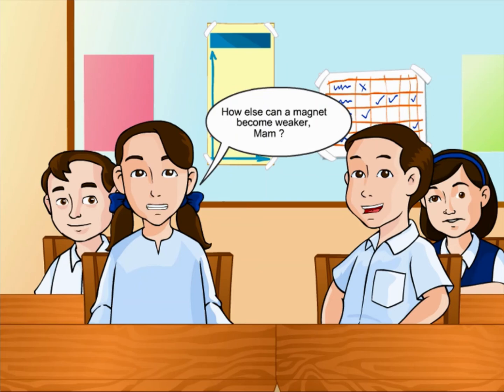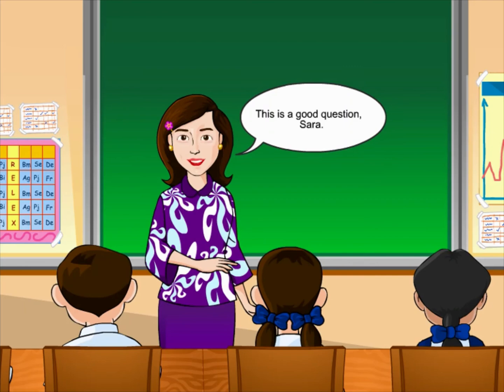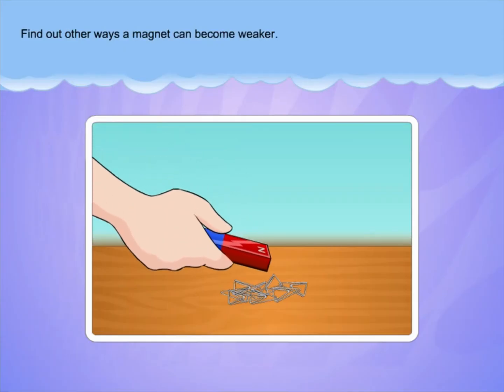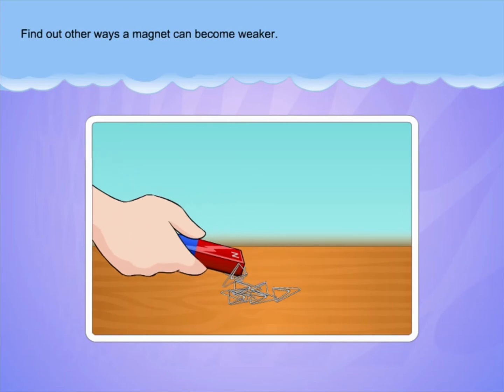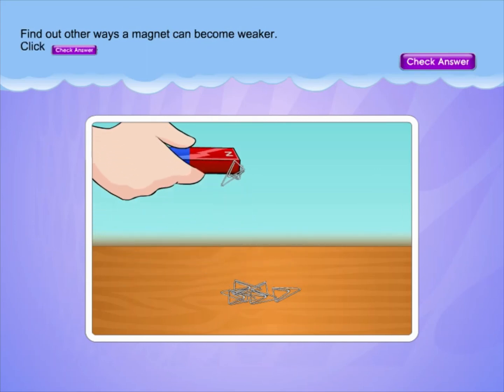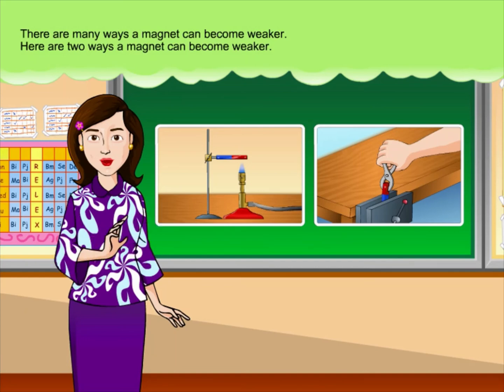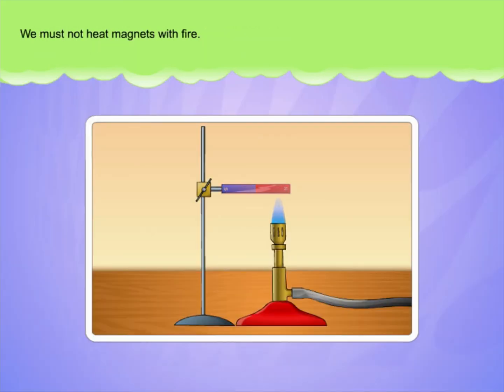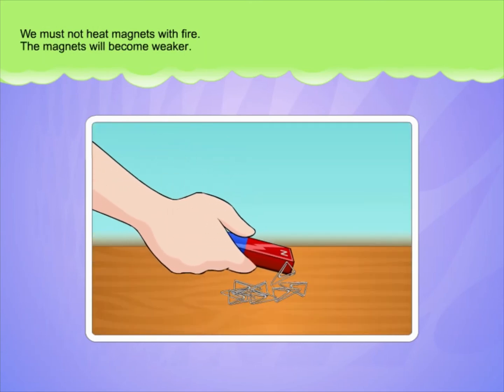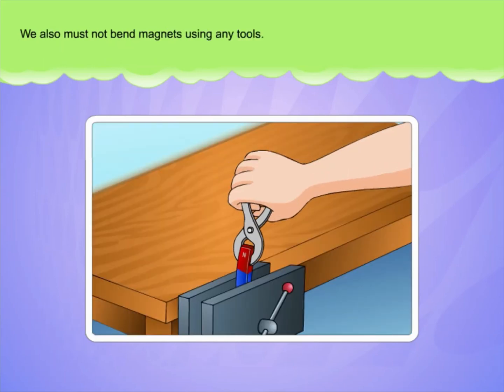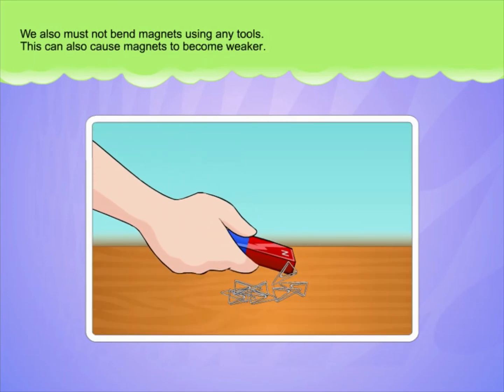How else can a magnet become weaker, ma'am? This is a good question, Sarah. Find out other ways a magnet can become weaker. Click Check Answer. There are many ways a magnet can become weaker. Here are 2 ways. We must not heat magnets with fire. The magnets will become weaker. We also must not bend magnets using any tools. This can also cause magnets to become weaker.